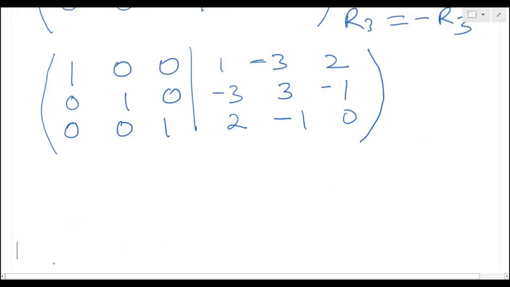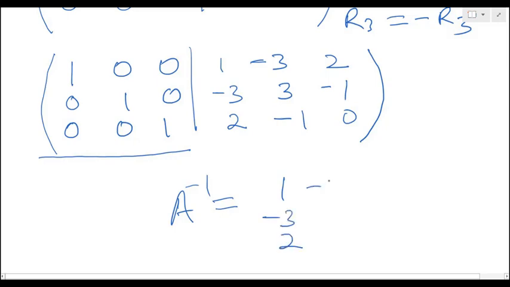Now that we have succeeded in writing an identity matrix in the position that was there for A, it means that our A inverse is simply equal to 1, minus 3, 2, minus 3, 3, minus 1, 2, minus 1, 0.